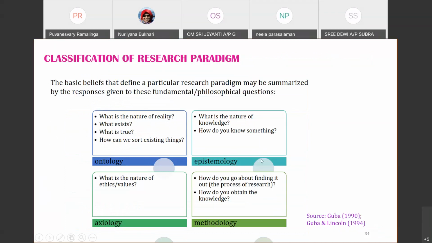Okay. Epistemology, how do you know what you know? What is the nature of knowledge? It means, where did you get the idea? Basically, what's the concept, the content. Axiology. Is there any ethical consideration or values? Do you consider marginalized culture, marginalized population, or you only talk about the rich and the powerful or the mainstream? How do you go about finding it out? This is the method. I told you, how do you obtain the knowledge?